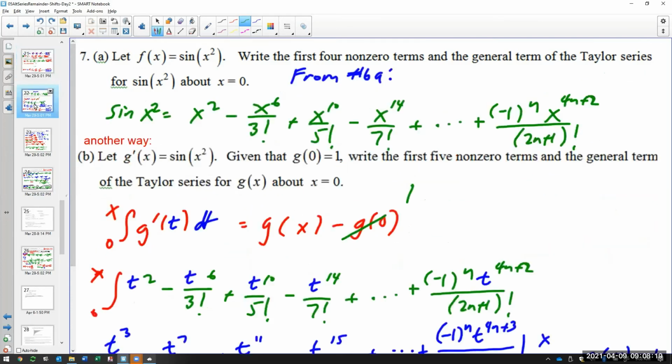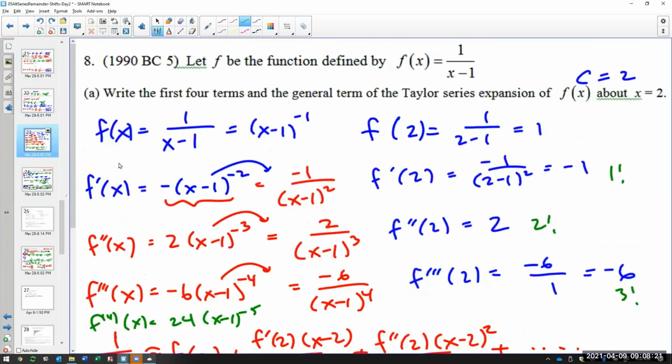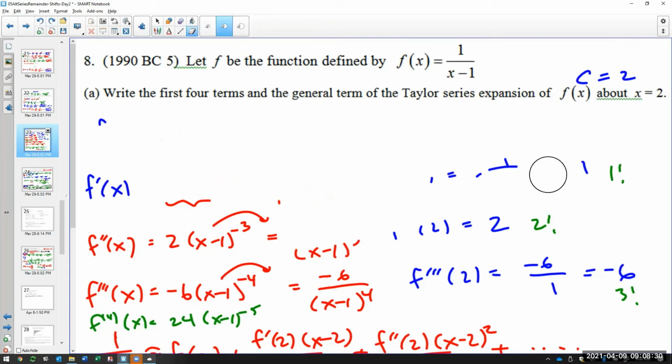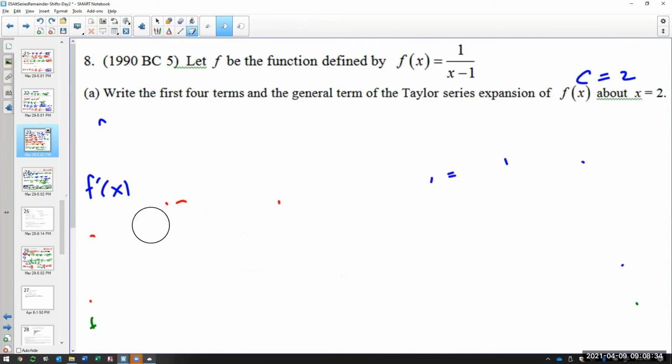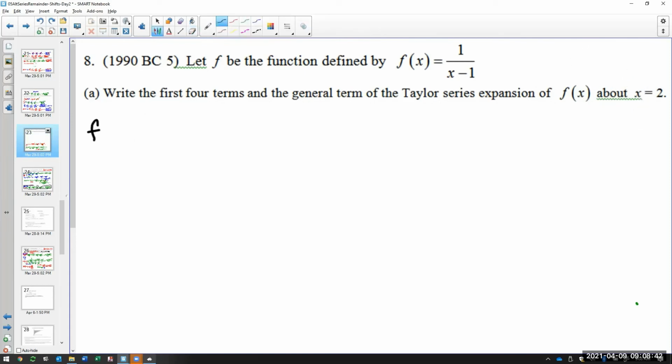Okay, so number 8 is similar, but there's a little bit of a twist in it. First, number 8, you have to get the first 4 terms of this expansion. All right, so let me just do it with you guys. You have done this on your homework, but we haven't actually done one together, so we might as well do it together. There's no substitution that I can do for this, so let's just do a table. Here we go. f of x equals 1 over x minus 1, which is really x minus 1 raised to negative 1.